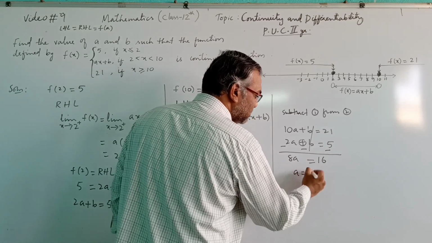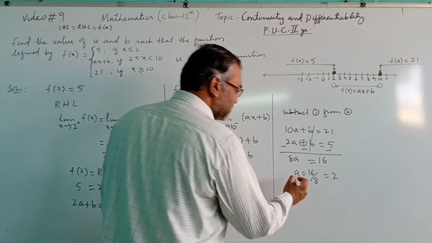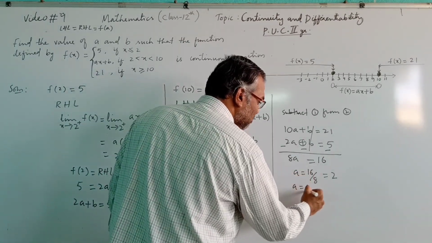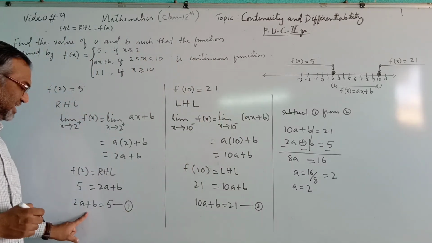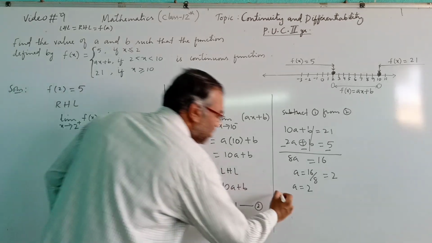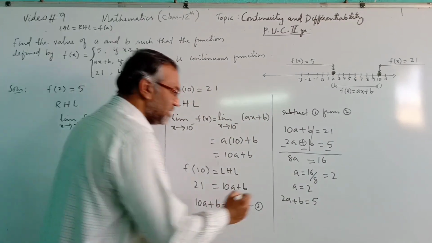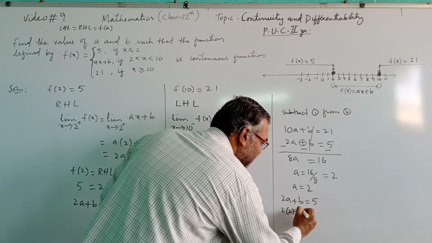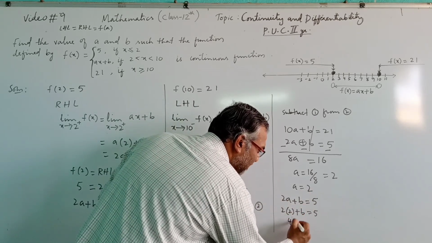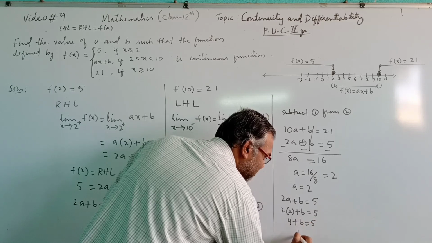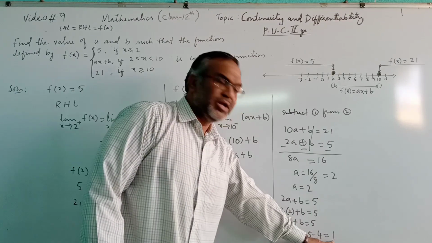So a is equal to 16 over 8, which is 2, right? Then we got the value of a. a is 2. We can find b now. Take any one equation. Let's take 2a plus b is equal to 5. Substitute the value of a here. So 2 into 2 plus b is equal to 5, because a is 2, we have already found. So 4 plus b is equal to 5, that's b is equal to 5 minus 4, which is equal to 1. We got b equal to 1.